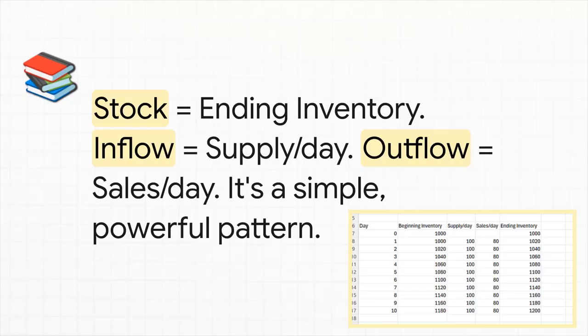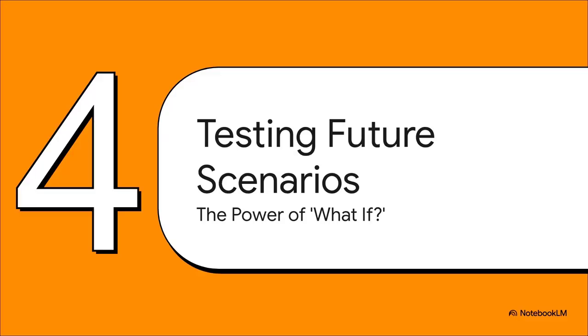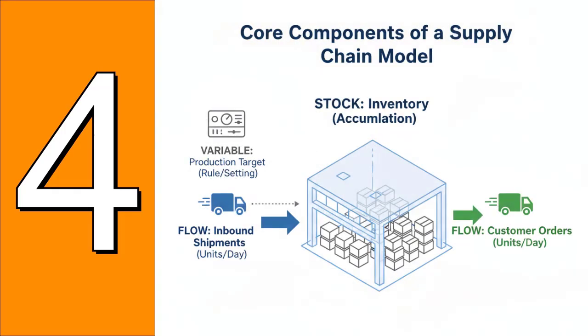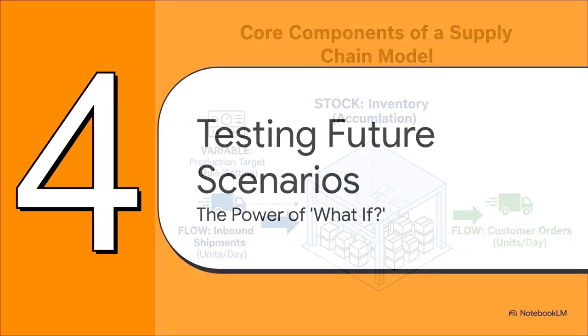Those are the knobs we can turn to test different ideas. Once you see this pattern, you'll start seeing it everywhere in business. So why is learning this grammar so important? Because it gives us a framework to ask the single most powerful question in business strategy: what if? By playing with the variables, those knobs that control our flows, we can simulate all kinds of futures without any of the real-world risk. Let's try it right now.